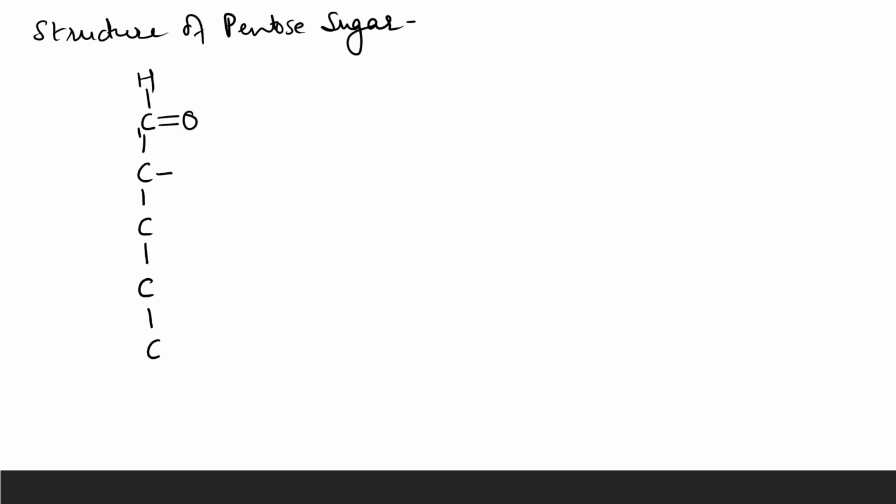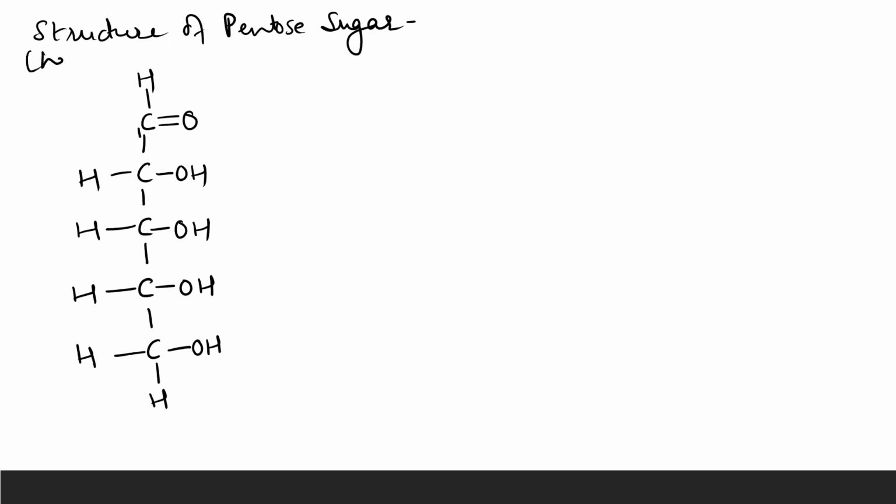And then on the second carbon we have an OH group. The third carbon also has an OH group. The fourth carbon also has an OH group. And the last one also has an OH group, right? So this is a chain structure of pentose sugar. But we don't need a chain structure. We need a ring structure. So we need to convert this chain structure into a ring structure.